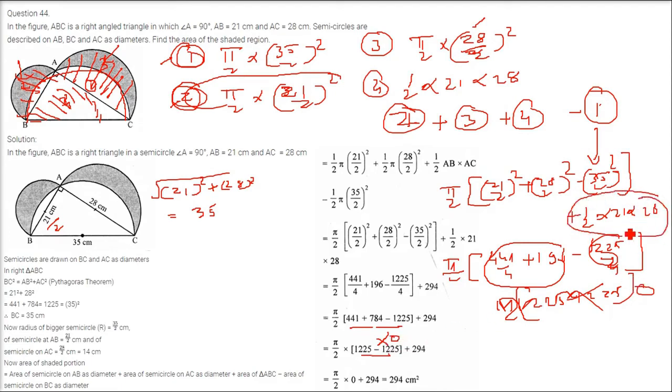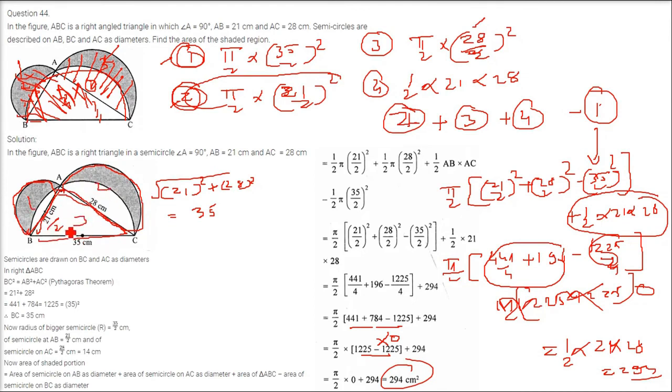So we are left only with half into base into altitude, which is 21 into 28 by 2, which is 294, and this is nothing but the answer. So this is the region we are talking about. Let me tell you again what we did. We took this one and this one, so 1, 2, 3, we added them, and then we subtracted the first one from here. So we got these two areas.